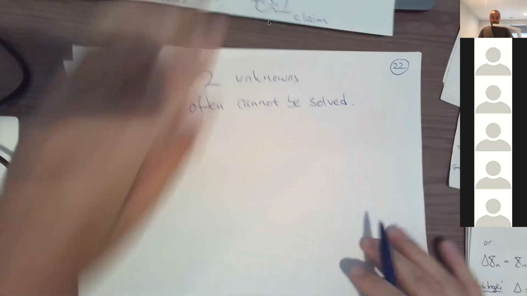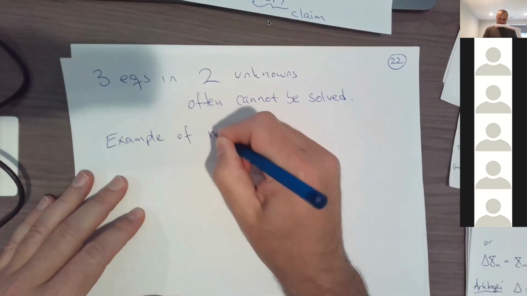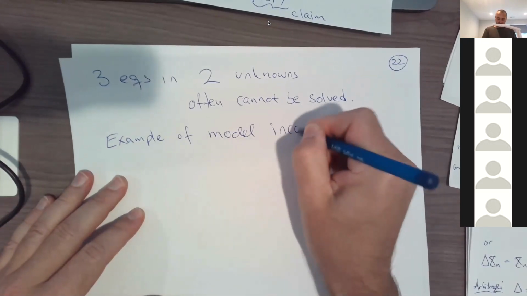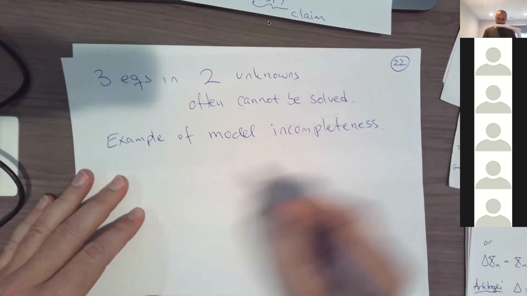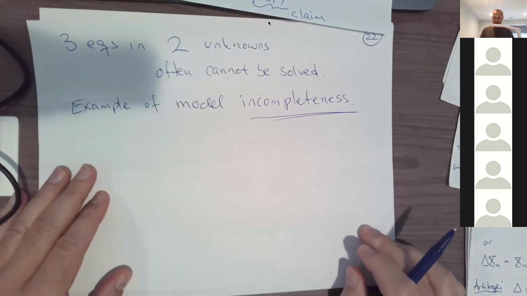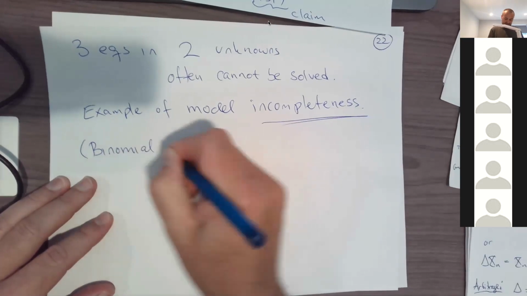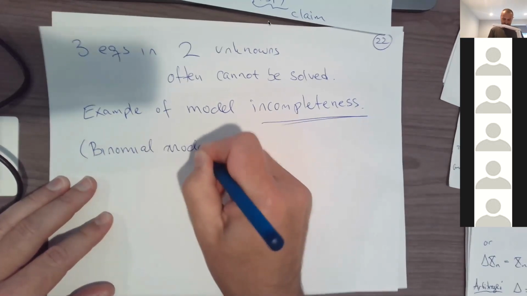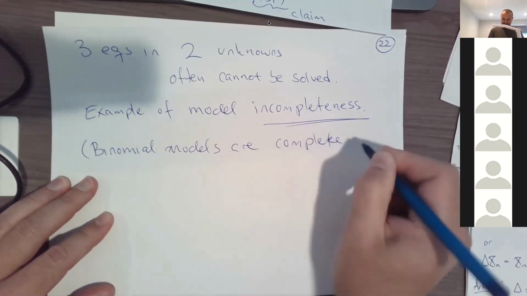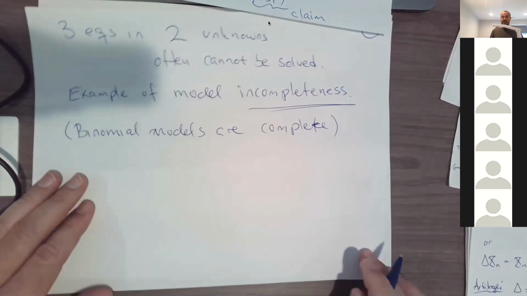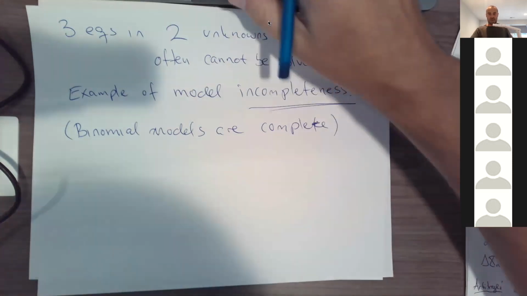This here is an example, and we'll talk a lot more about this, of what's called model incompleteness. So this word incompleteness: the binomial model is complete. Those are just two buzzwords that math finance folks like to use.